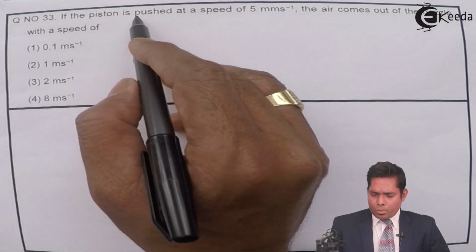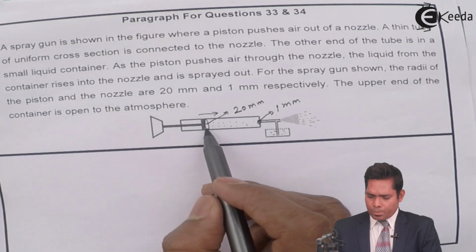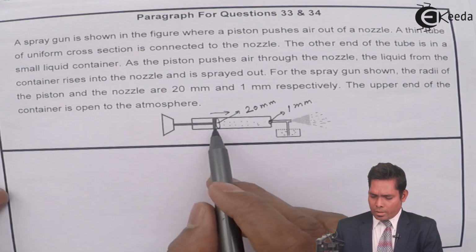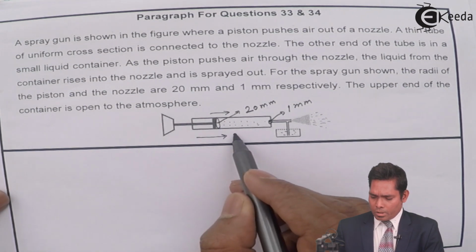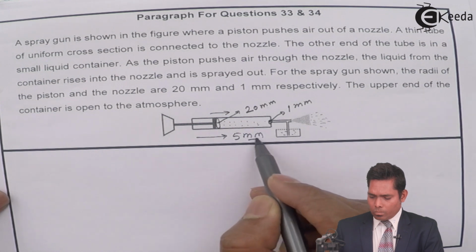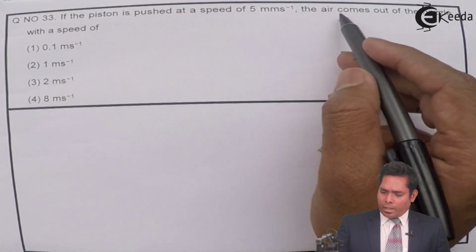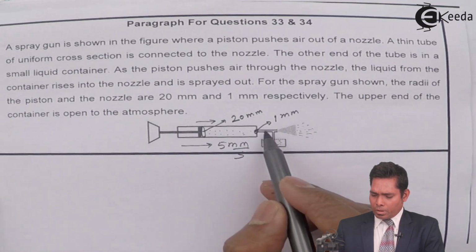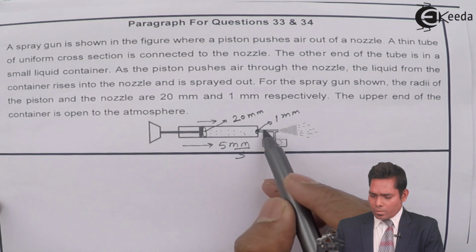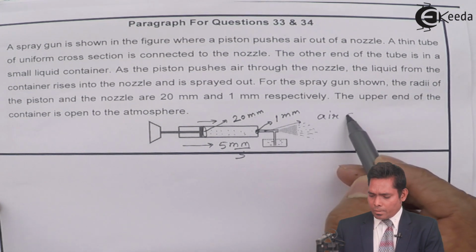If the piston is pushed at a speed of 5 mm per second, what is the speed with which the air comes out of the nozzle?